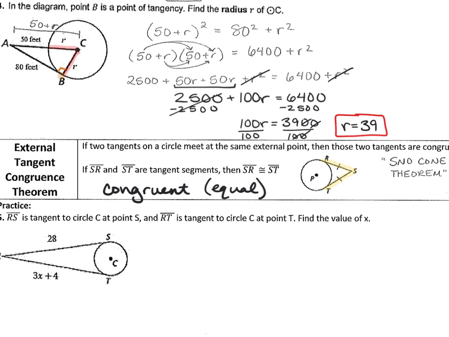Again, this is only for tangent snow cone lines, not for secant snow cone lines or anything, just the ones that actually make it look like a snow cone.